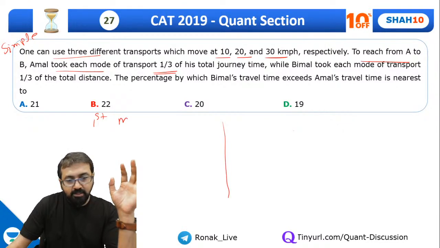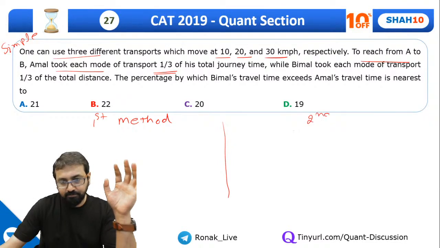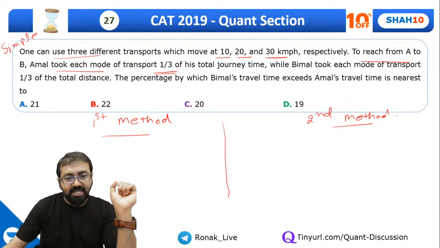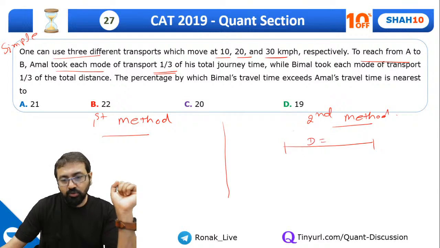First method and second method, right? So we'll understand both the approaches. First, let's go ahead with the second approach. Distance, let's assume distance is equal to 300 kilometer. So 100, sorry, not 300.